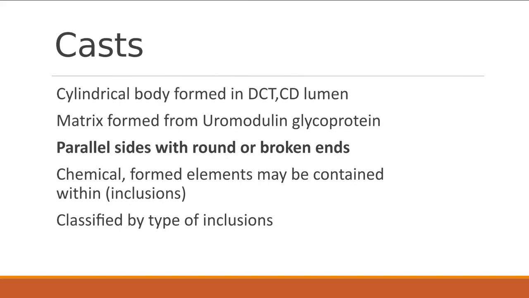They are a matrix that's formed from uromodulin glycoprotein. So this is not an albumin, okay? Tamm-Horsfall protein is not an albumin, so that's one that we talk about. It's actually a normal lubrication secreted by our renal tubular epithelial cells in the ascending loop of Henle and in the DCTs.